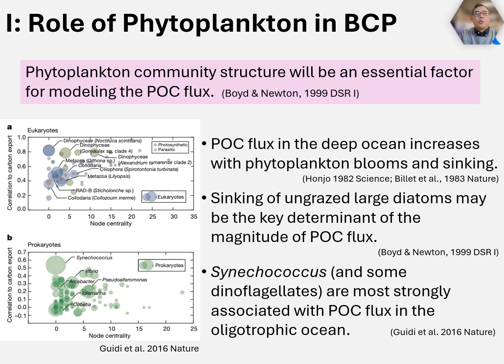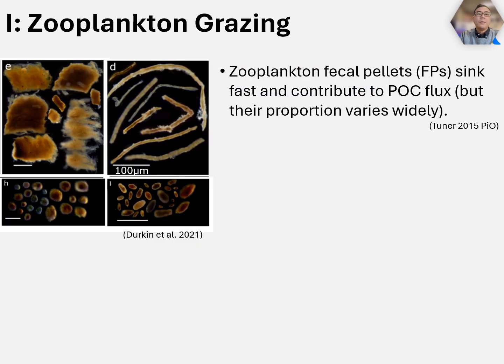So now we need to evaluate the phytoplankton community in the sinking particles to understand their role in the biological carbon pump. Also, we must care about this paper by Boyd and Newton, because zooplankton grazing is another significant factor in the biological carbon pump. Numerous studies pointed out that zooplankton faecal pellets significantly contribute to POC flux. The faecal pellets are large and heavy, so they sink faster than phytoplankton cells.